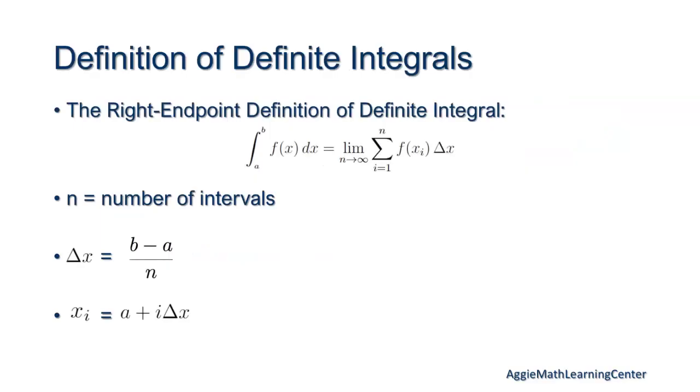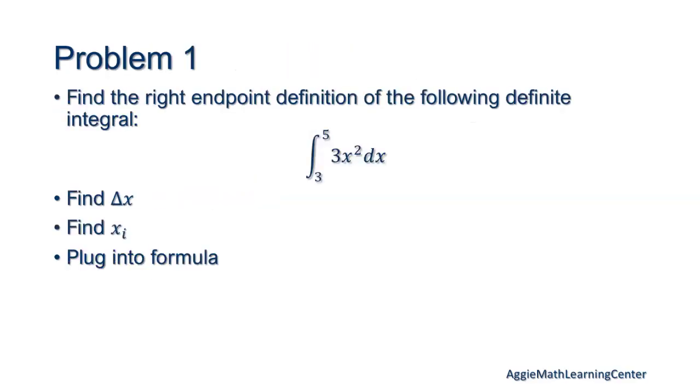n is the number of intervals we have. We'll find delta x by doing b minus a over n, and then x sub i will be a plus i delta x. So you can use these formulas to write an integral as a Riemann sum. Taking this definite integral, we're just going to find each of these things, delta x and x sub i, and just plug it into the formula.